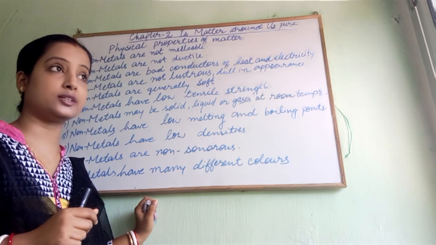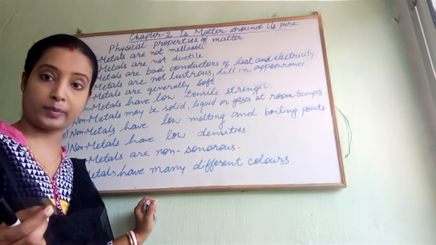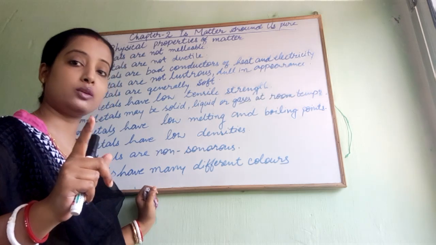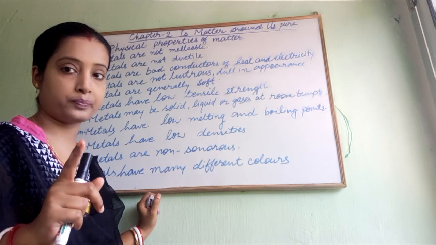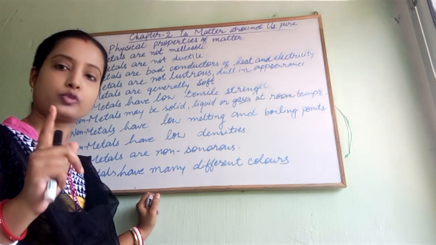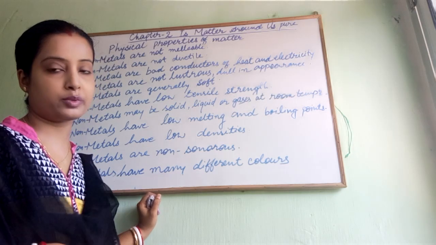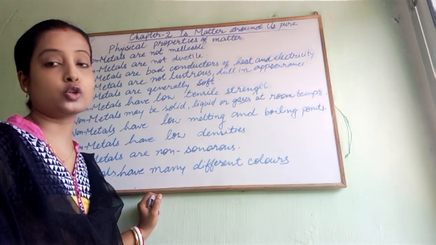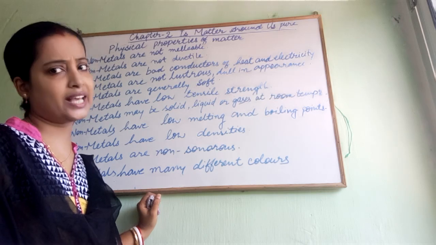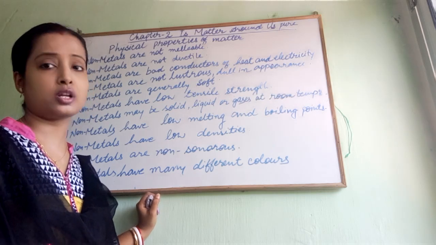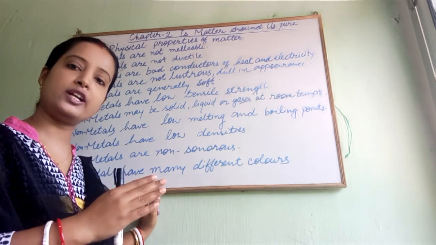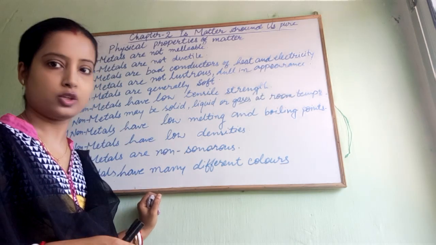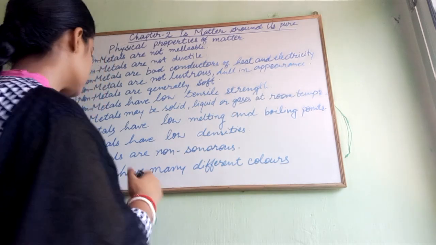Non-metals like bromine, remember children this one, bromine is the only non-metal which exists in liquid form. Okay, bromine exists in liquid form at normal room temperature, but nitrogen, oxygen, hydrogen, chlorine, these all exist in gaseous form, which are also non-metals. So non-metals may be solid, liquid or gas at normal room temperature. Okay, they can exist in any of the three forms.